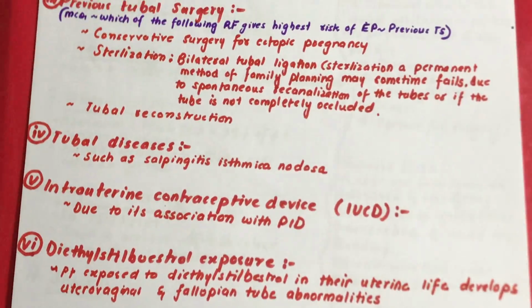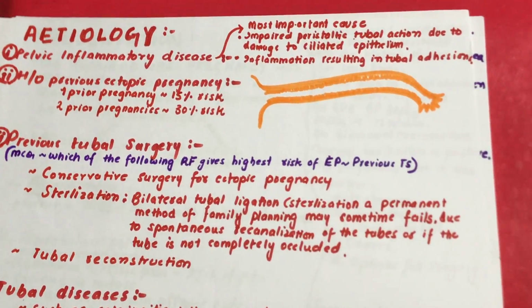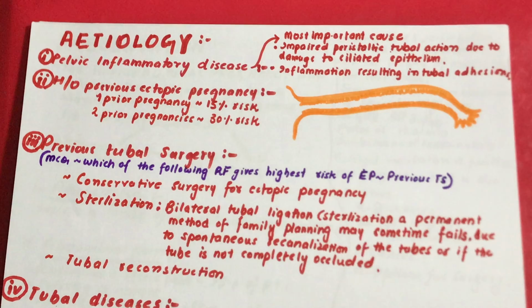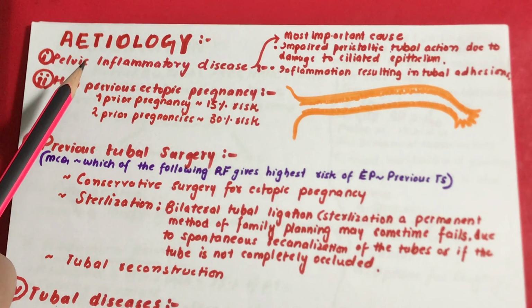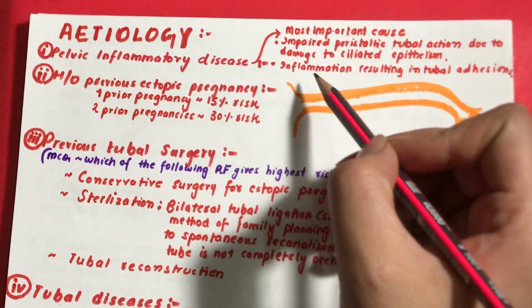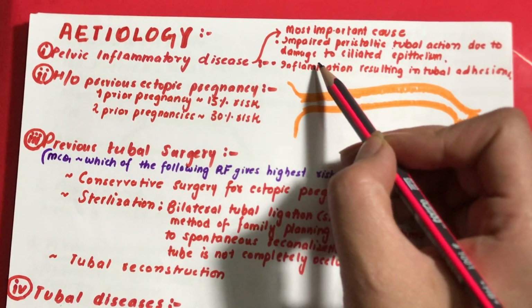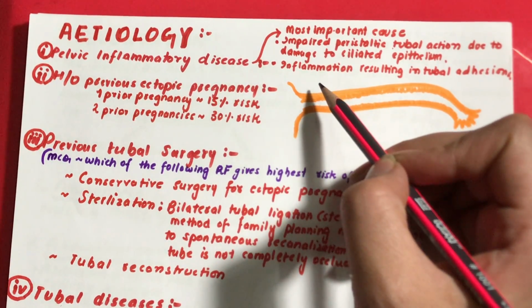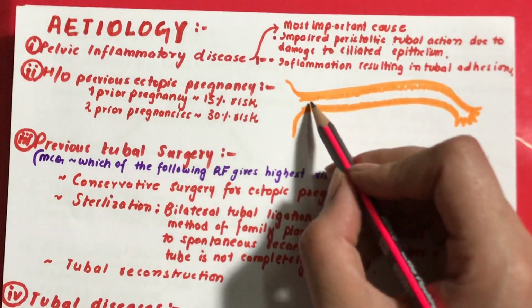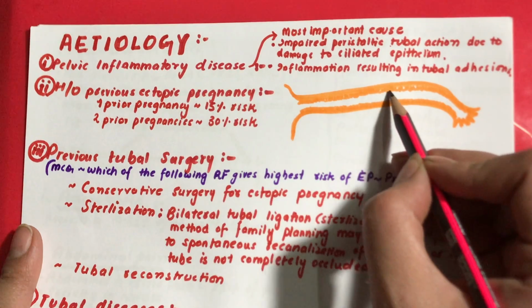Moving on to the etiology of ectopic pregnancy. What is the etiology? First of all, the first cause is pelvic inflammatory disease. It is the most important etiological factor of tubal ectopic pregnancy. Whatever may be the causative organism, tissue damage from the pelvic inflammation removes the ciliated epithelium. These are the ciliated epithelium which I have drawn.